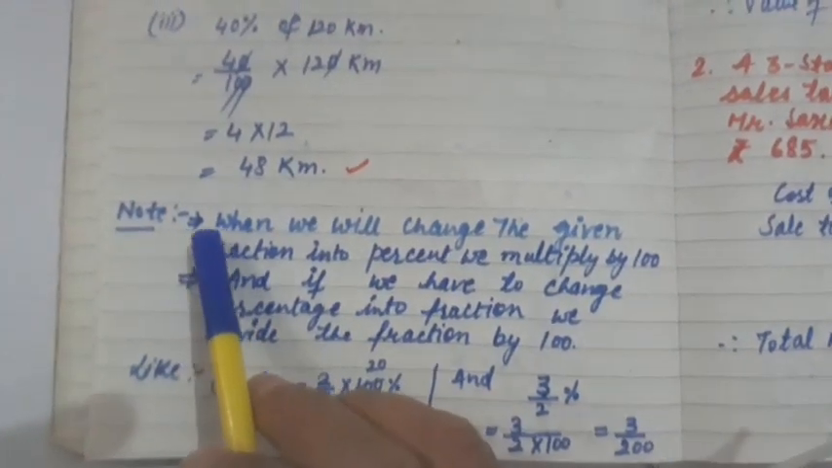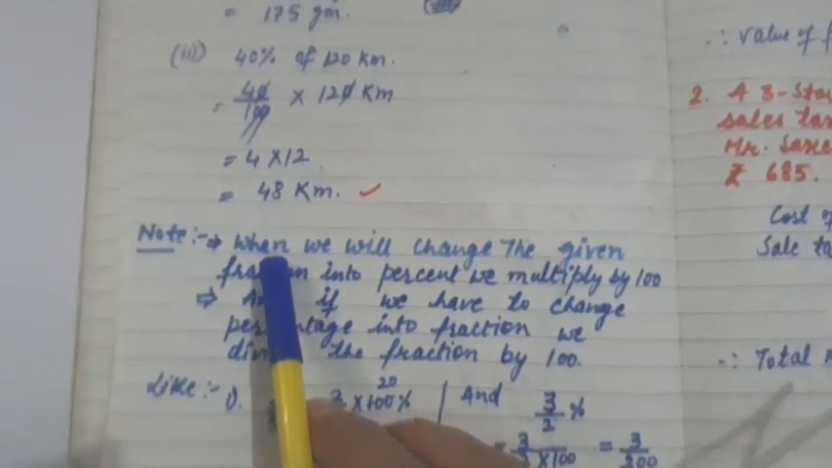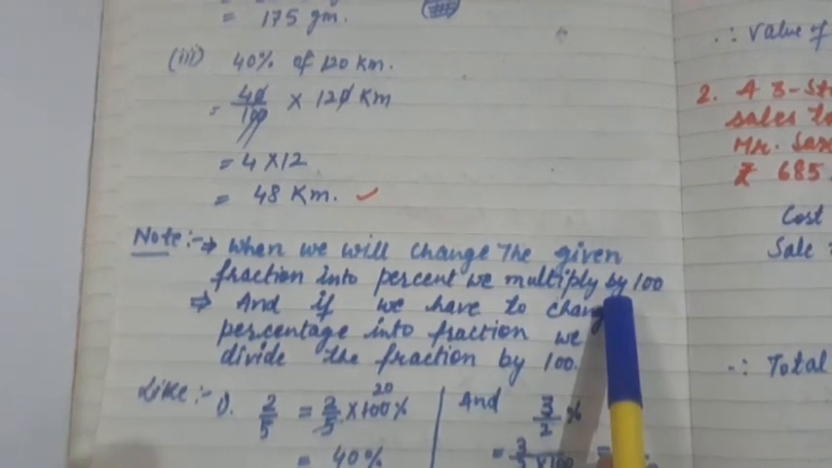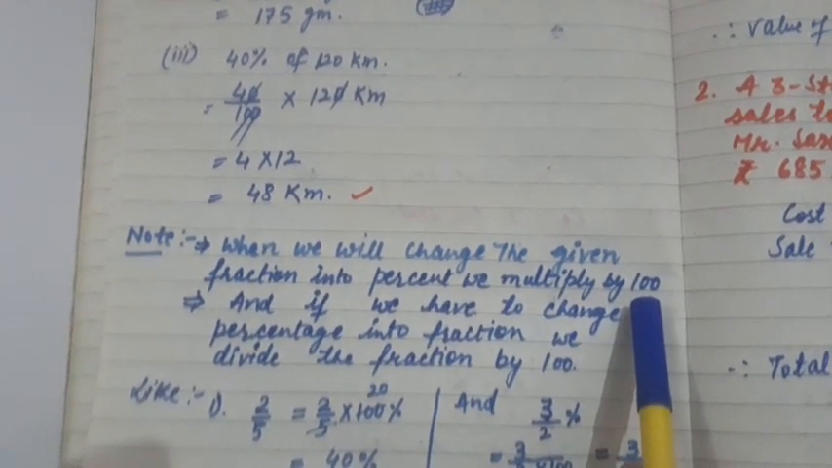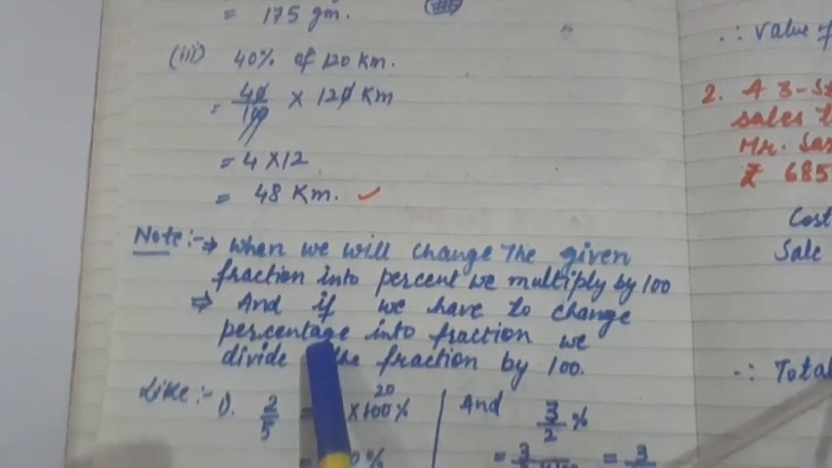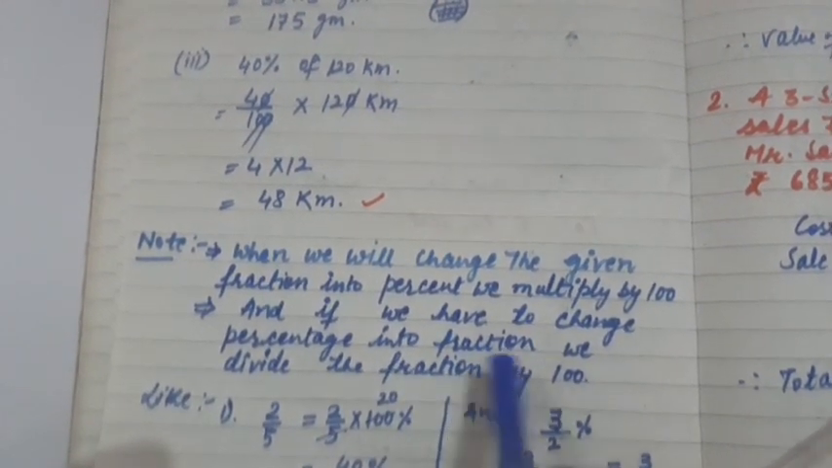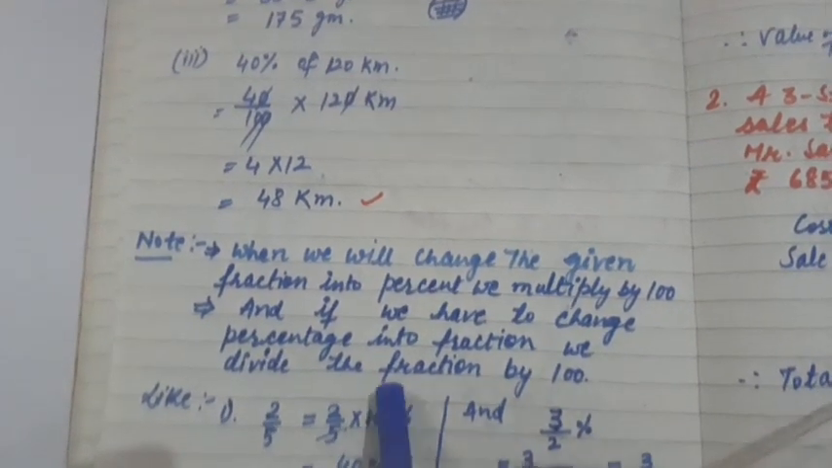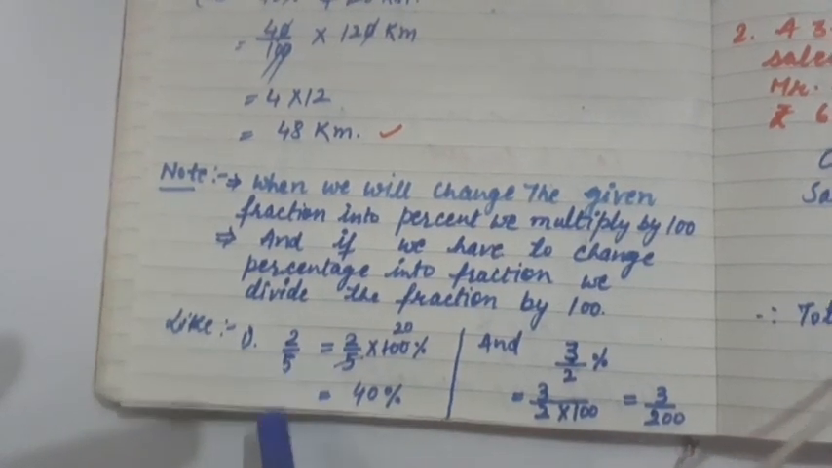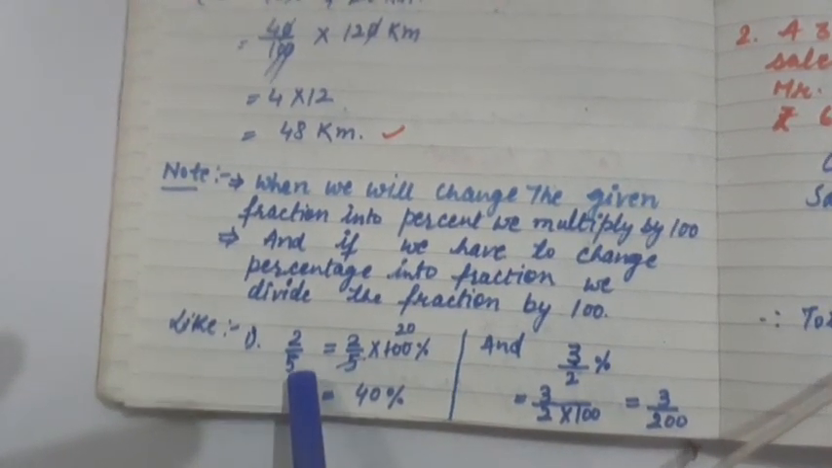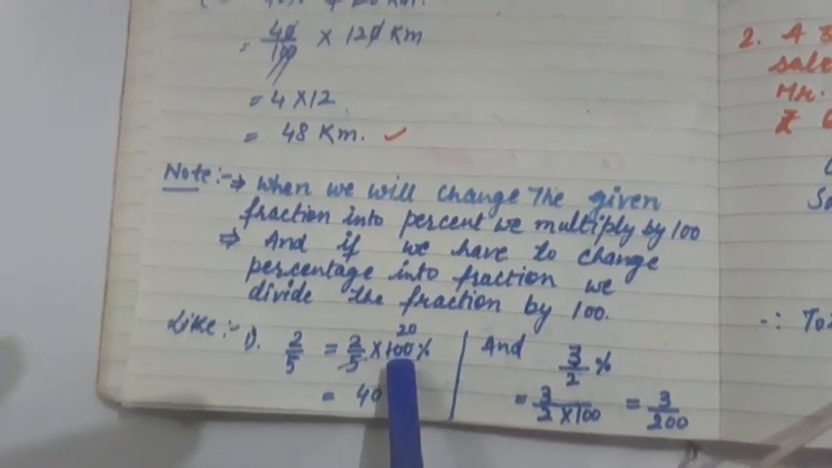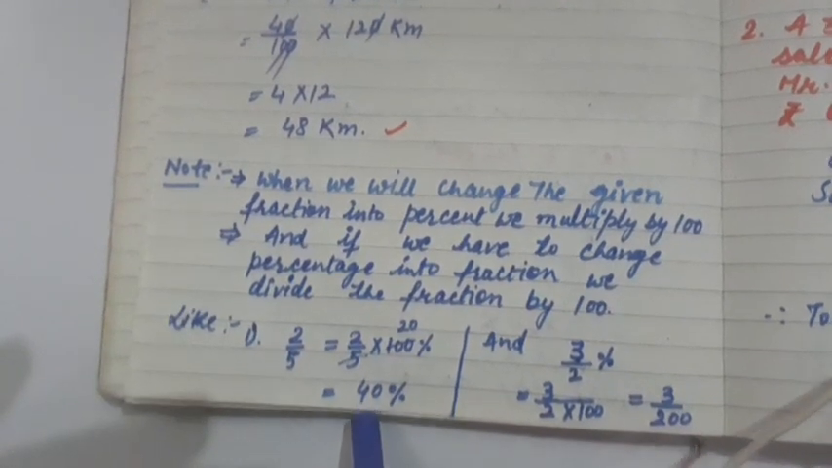So note: when we change the given fraction into percent, we multiply the given fraction by 100. It changes into percent. And if we have to change the given percentage into fraction form, we divide by 100. For example, 2 upon 5 we have to change into percentage. So we multiply it by 100. The sign is percent. 5 twenties are 100. So 2 twenties are 40.